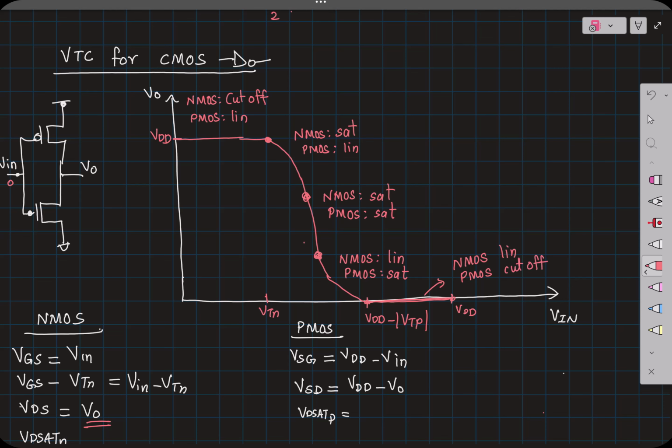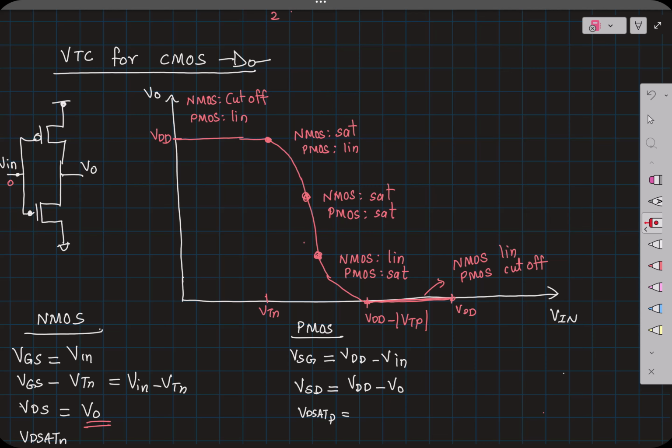Again, under steady state operation in a circuit, we either want to be in this region or in this region where the transistors are either in cutoff or in linear region. We don't want to venture into the in-between region where the transistors could potentially be in saturation. Is this clear? Any questions on this? Yes?